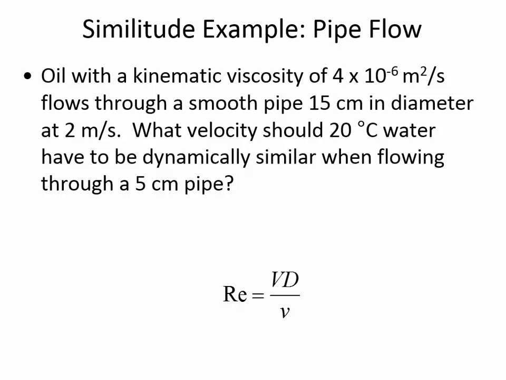So set it up in the same way where you have Reynolds number of one equal to Reynolds number of the other, and try and find out the velocity of the water. Velocity of the water is the unknown.